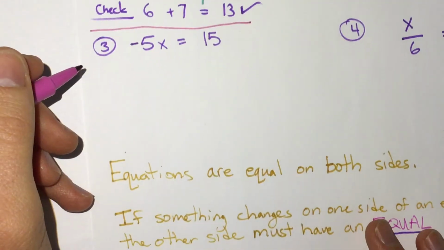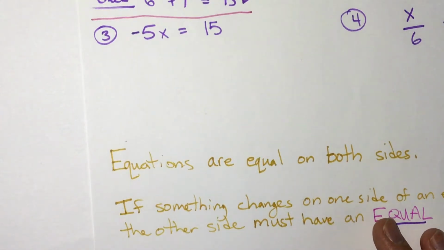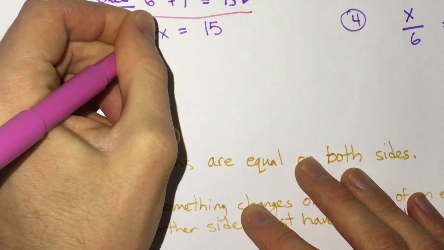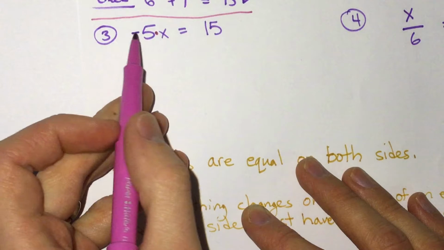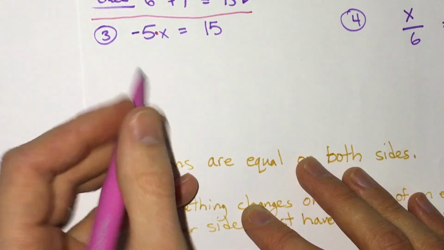What happens if we have multiplication? If we have negative 5x equals 15. Remember, this means negative 5 times x equals 15. Well, we have to think about what is the opposite of multiplication. That would be division. So what can we divide by to get rid of negative 5?